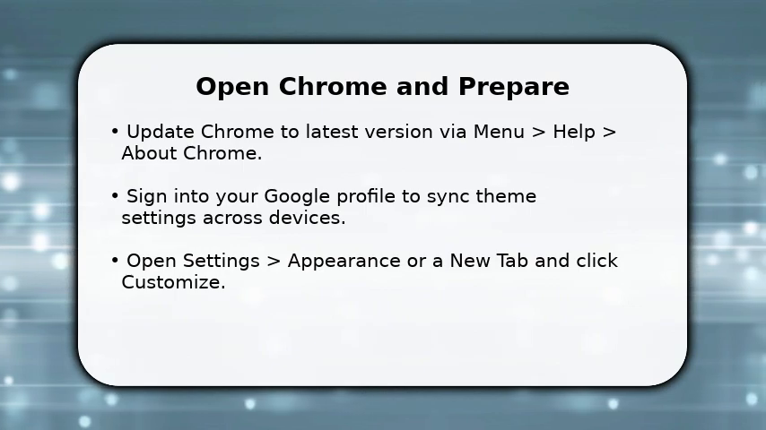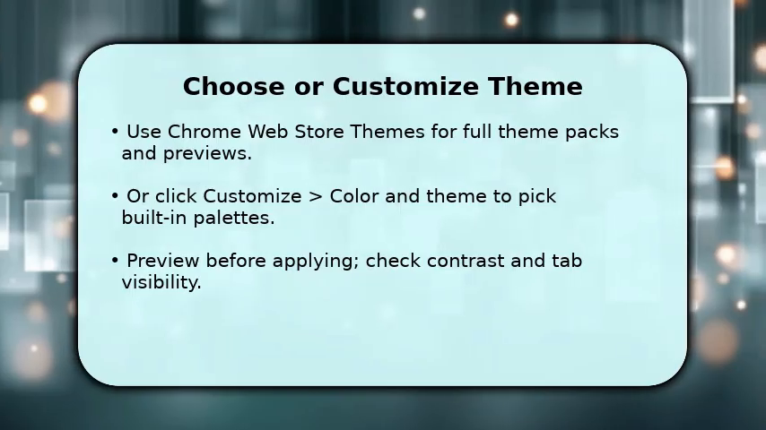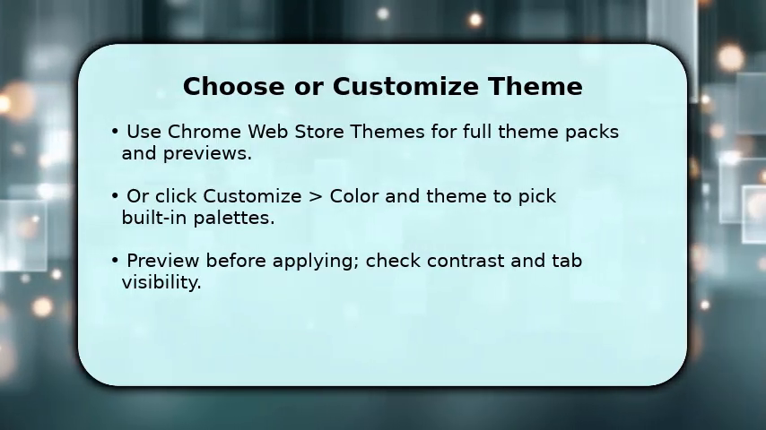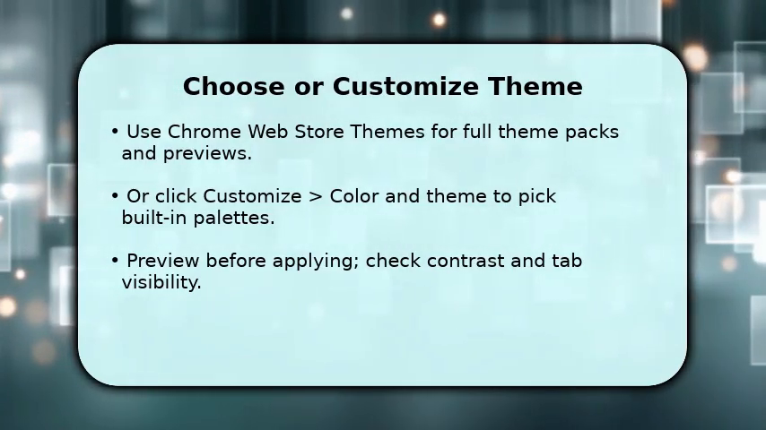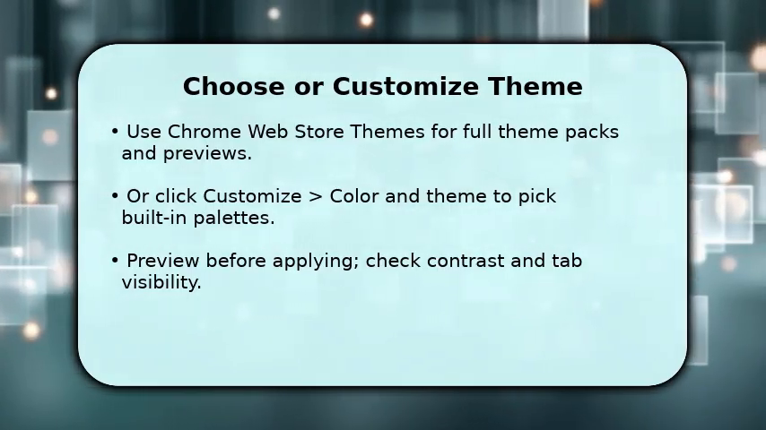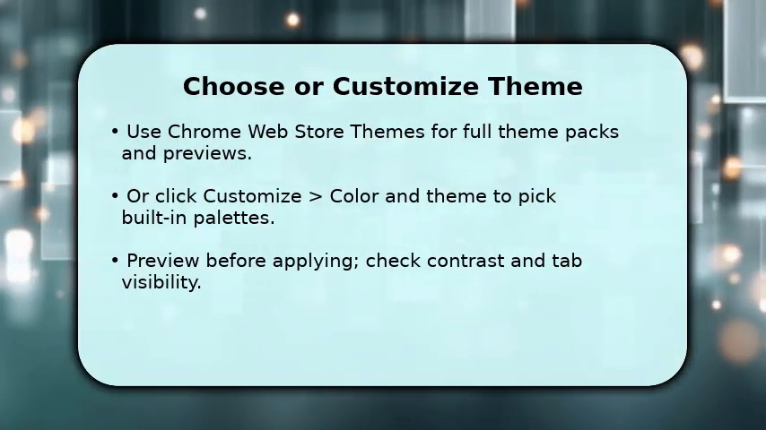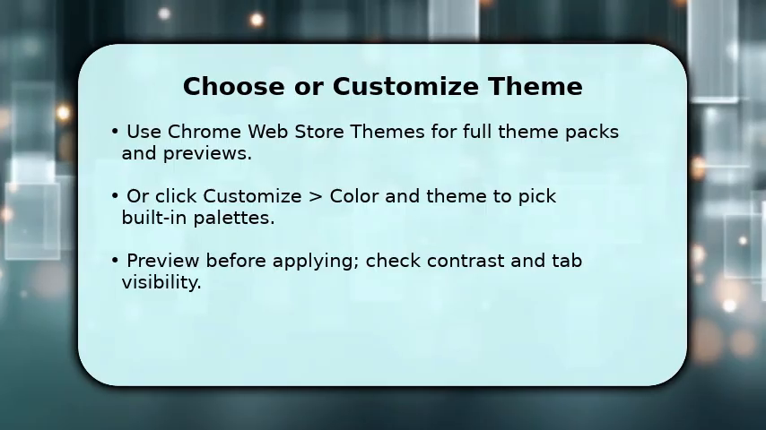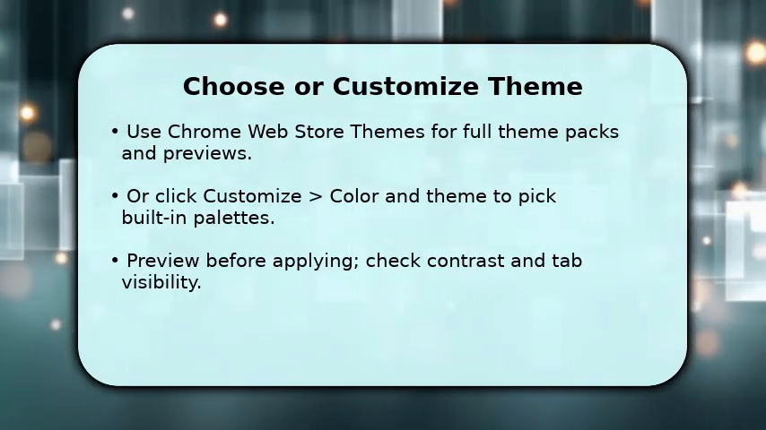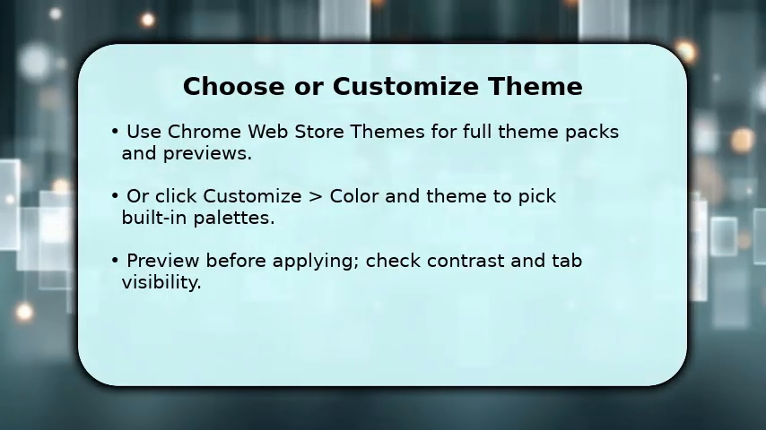Now pick where to get your theme. The Chrome Web Store offers complete theme packages, while Customize lets you choose color and background quickly. Click a Web Store theme to preview it. If you prefer control, open Customize color and theme and test palettes for readability. Make sure contrast keeps tabs and toolbar legible, because an attractive theme that harms usability defeats the purpose. Once you've previewed, click Add to Chrome or Done to apply your chosen look.